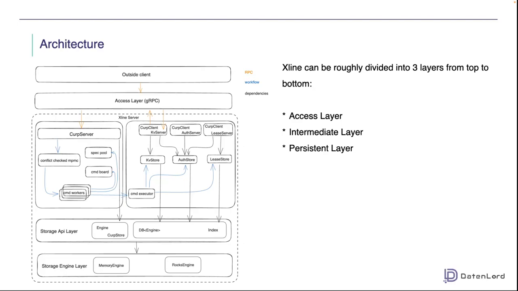Xline can be roughly divided into three layers from top to bottom: the access layer, the intermediate layer, and the persistent layer. The access layer primarily uses the Tonic gRPC framework to receive requests from clients or initiate proposal requests to the consensus module. The intermediate layer can be further divided into the consensus module on the left and the business module on the right. The consensus module adopts the CURP protocol as its consensus algorithm, and the bottommost persistent layer is responsible for the persistency of data and metadata in Xline. It can be further divided into two sub-layers, the storage API layer and the storage engine layer. Currently, Xline utilizes RocksDB as its underlying storage.